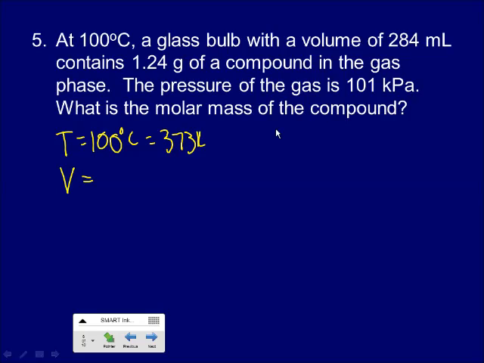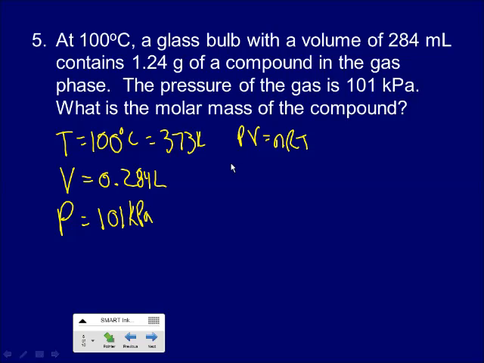Change it to liters. I'm not even going to write down 284. I'm just going to move that over like we've been doing for our solutions. 284 liters. And I've got a pressure, 101 kilopascals. Seems to be only the 3 significant digits, but that's okay. Everything else is.